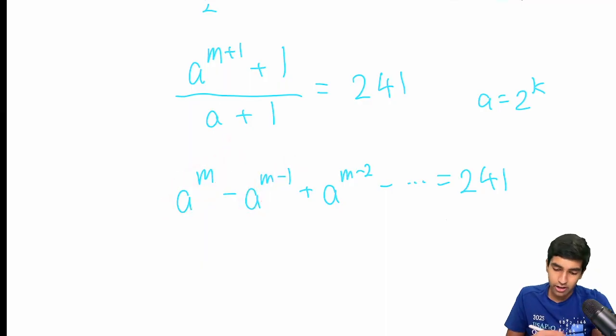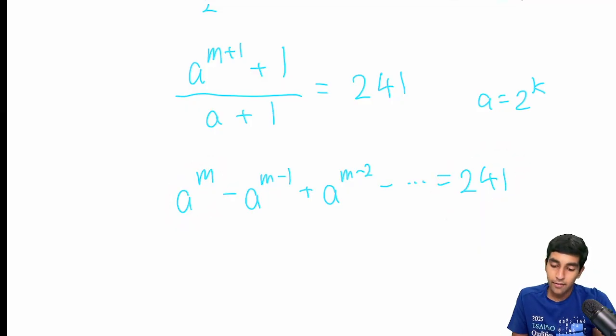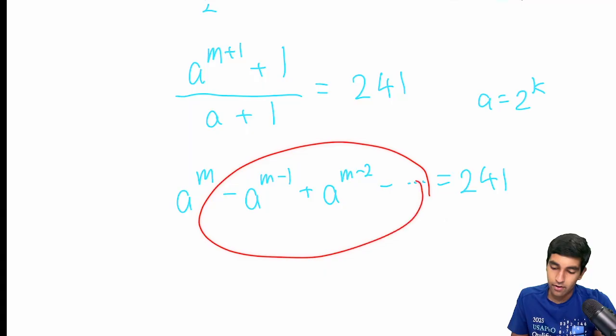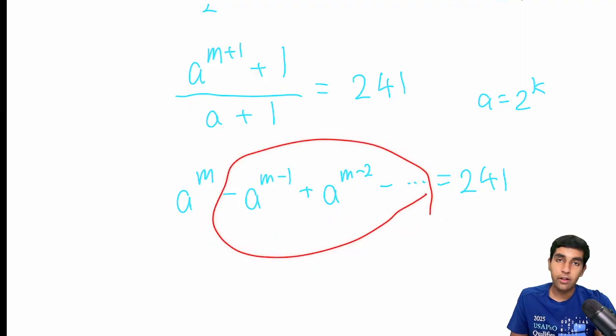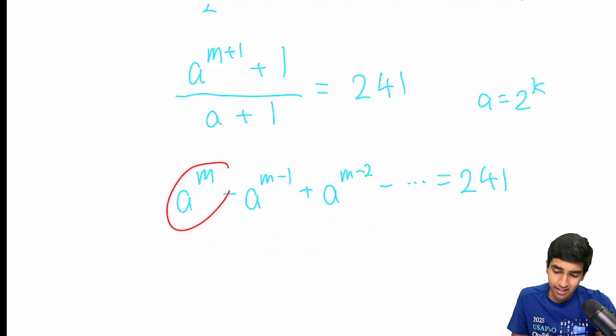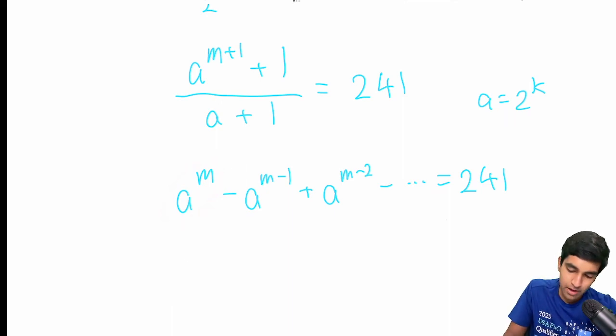Let's be a little bit strategic here, right? A to the m. This thing will clearly have to be bigger than 241, right? Because this whole part is going to be a net negative, because this is a dominating term here. This is much bigger than any of these terms. So this whole part is going to be negative. So that means this is going to be greater than 241. We also know it's going to be a power of 2 because a is a power of 2. So let's say we made this to be like 512.